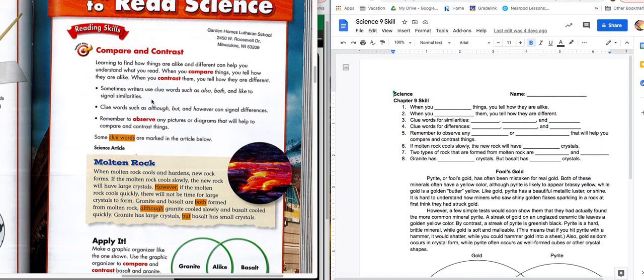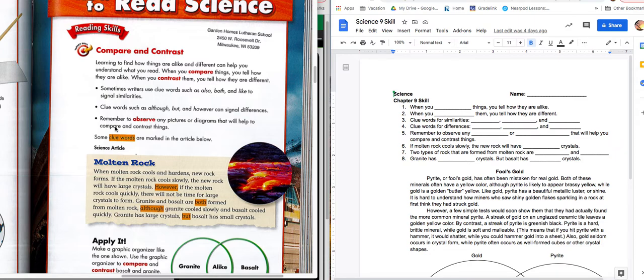What are our clue words? Sometimes writers use clue words such as also, both, like to show similarities. So you got your 3 words there. Clue words for differences are although, but, and however. So number 4 there. Remember to observe any pictures or diagrams. That'll help you to compare and contrast things. I'll continue to stress that.